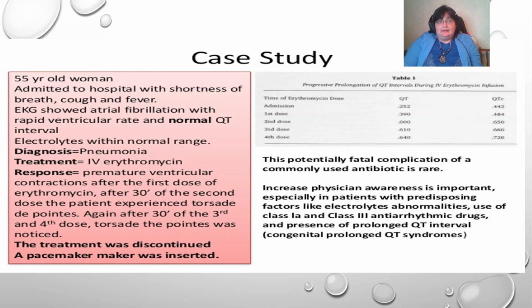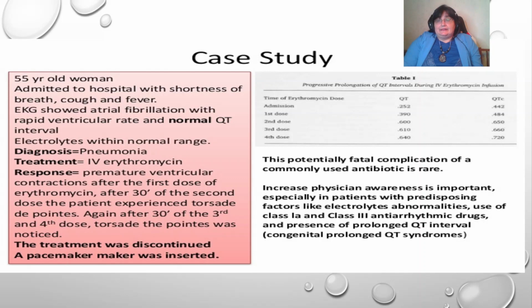A 55-year-old woman was admitted to hospital with shortness of breath, cough, and fever. EKG showed atrial fibrillation with rapid ventricular rate and normal QT interval. Electrolytes were within normal range. Diagnosis: pneumonia. Treatment: erythromycin. Response: premature ventricular contraction after the first dose of erythromycin. 30 minutes after the second dose, the patient experienced torsade de pointes. Again, 30 minutes after the third and fourth doses, torsade de pointes was noticed. The treatment was discontinued and a pacemaker was inserted.